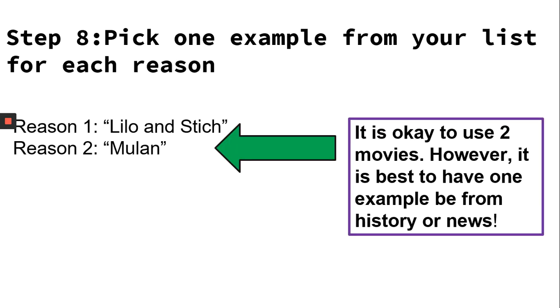Next, pick one example from your list for each reason. So we have Lilo and Stitch and Mulan. Now, it's okay to use two movies. However, it is best to have one example be from history or news.